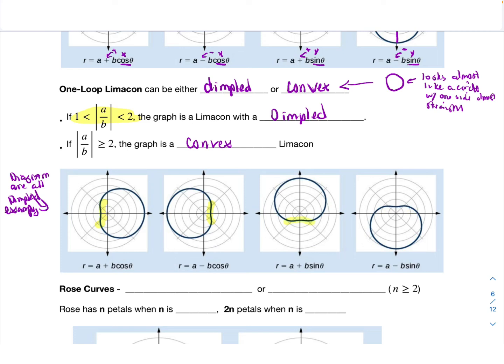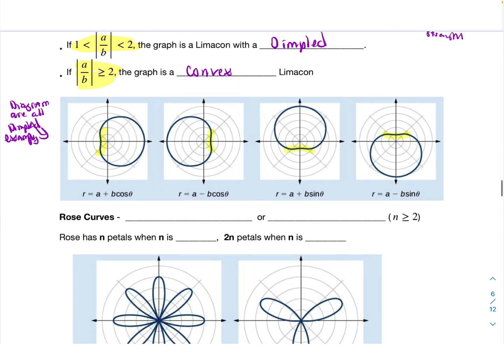So as the ratio gets larger, the indentation becomes smaller and more flat until finally we get almost flat with the convex graph. Okay, for a dimple and convex, if you have a cosine, you're going toward the polar axis and positive. If it's cosine and a negative between, you're going toward the negative polar axis. If it's sine and positive, you're going up toward the line pi over 2. And if it's sine and negative between, you're going down toward the negative pi over 2 line.